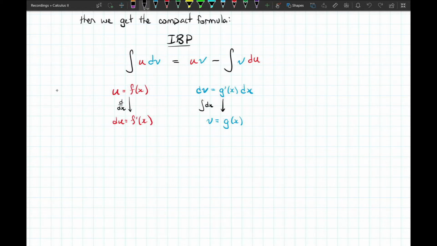Our original integral has u and dv, and our new integral has du and v. One of the goals here is to make this new integral easier. So try to strategize this so that the new integral, v du, is going to be easier than the original integral.